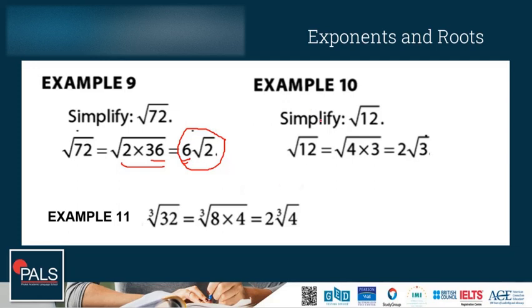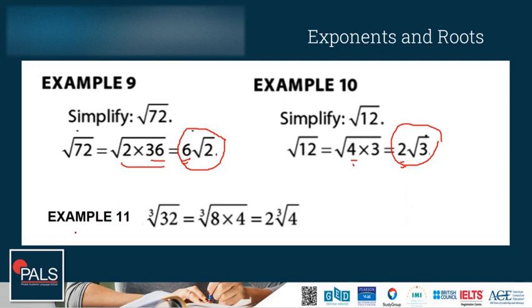Example number 10. Simplify square root of 12. Square root of 12 is not a perfect square. So let's look for the factors of 12, one of which is a perfect square. So 4 times 3 is 12, and square root of 4 is a perfect square. The answer is 2, then copy the square root of 3.